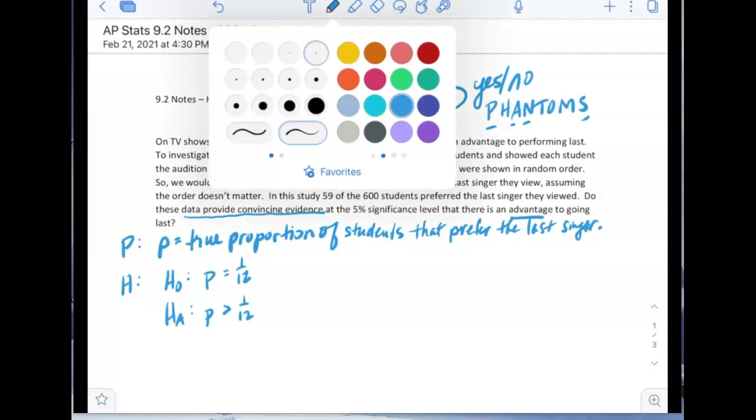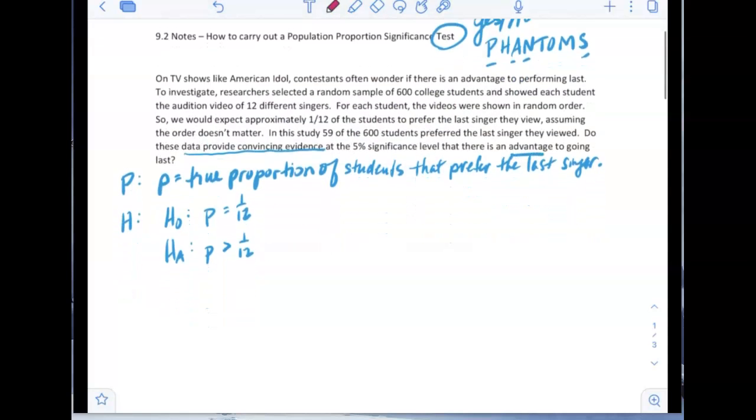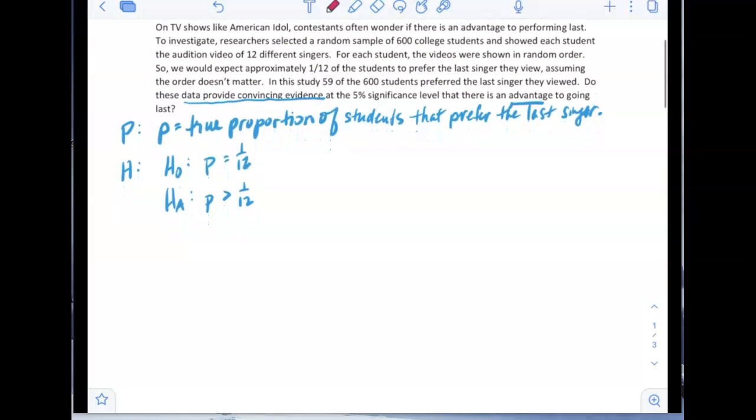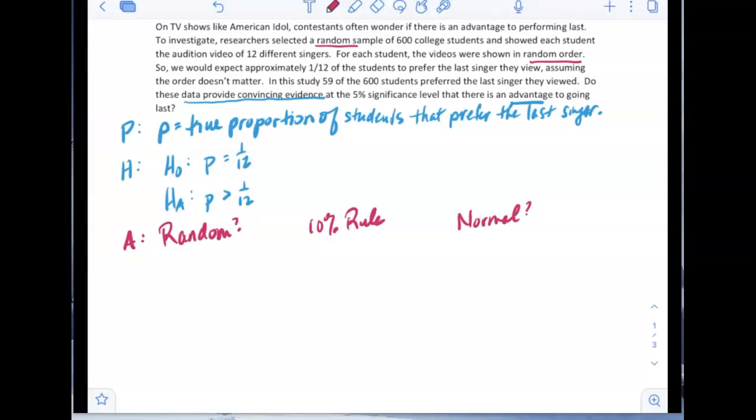So next on to our next set is going to be A and N. A is our assumptions, so we still have the main 3. Do we have something about random? Do we have something about the 10% rule? And for proportions, can we assume that we are normal? So in random, I'm going to go back to the problem, and it looks like videos were shown in random order and they randomly selected. So we've got 2 different things of random we can mention here.